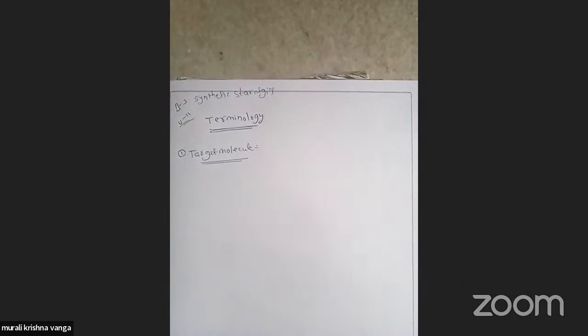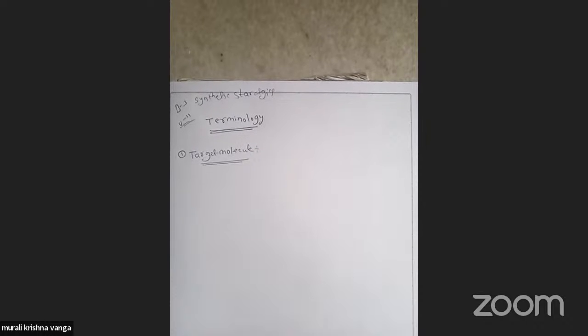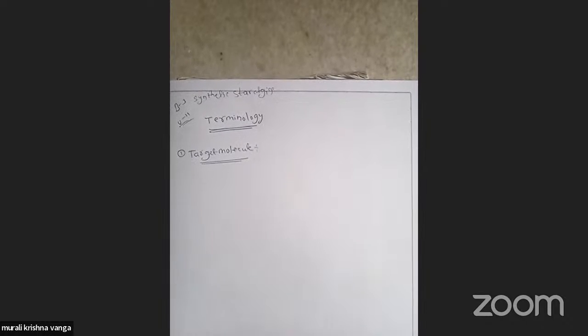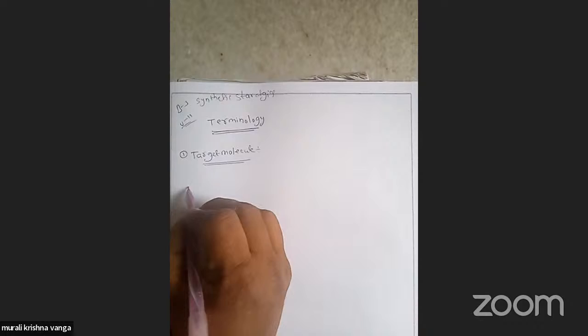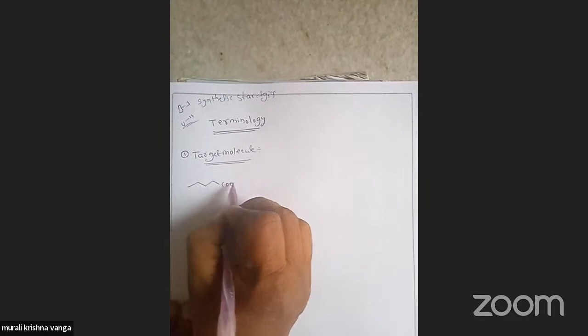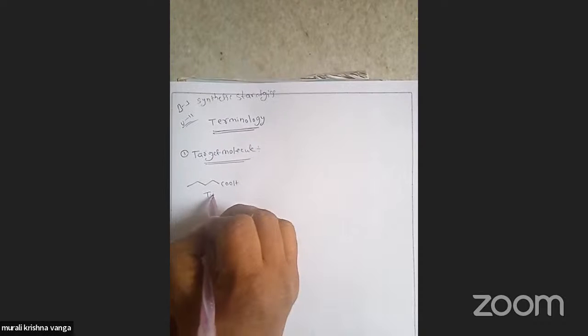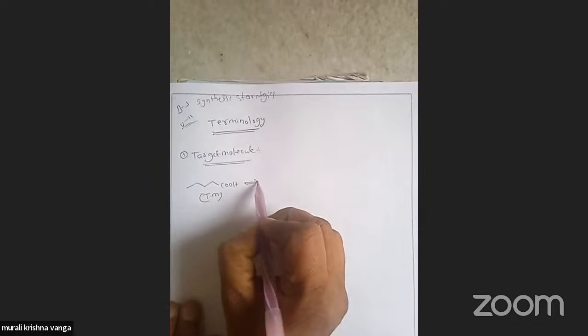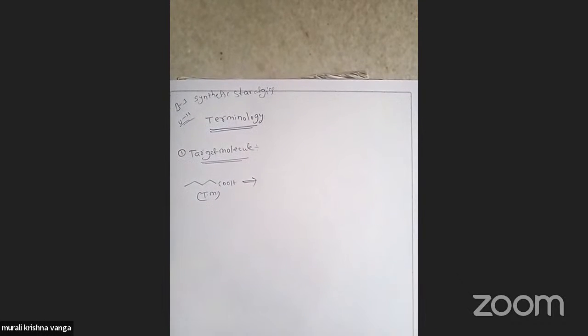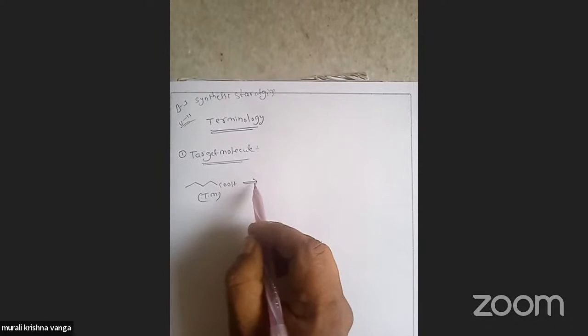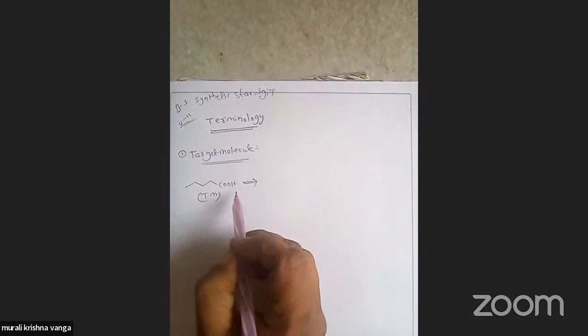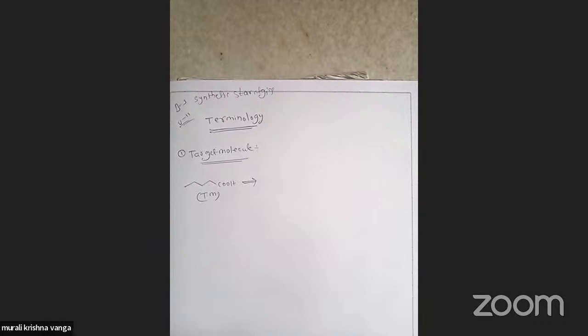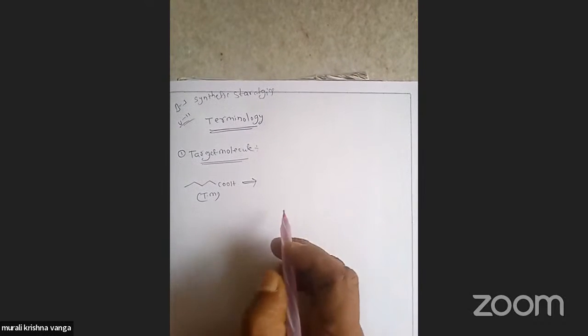Target molecule. So the definition for target molecule is the molecule which is chosen for the synthesis in the laboratories, or the molecule which is chosen for disconnection in retrosynthetic analysis. Simply, carboxylic acid is the target molecule. When this carboxylic acid is chosen in the disconnection in retrosynthetic analysis, therefore, this is called the target molecule.